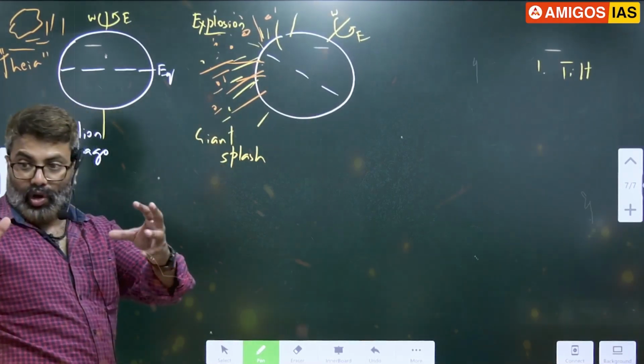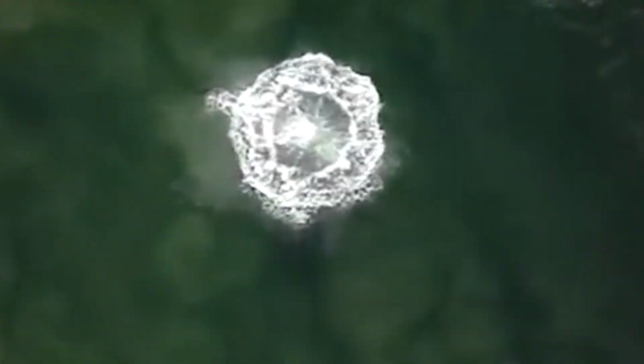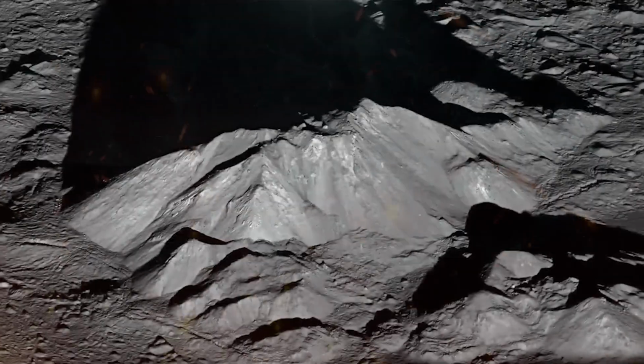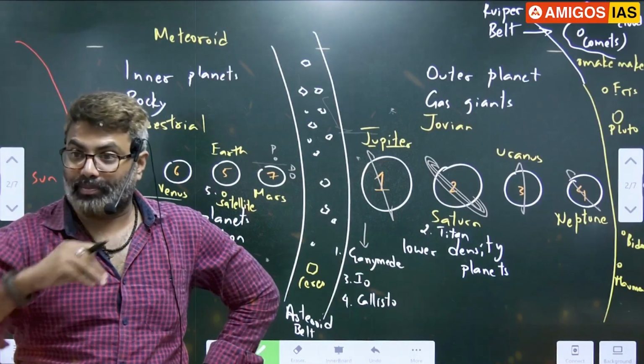Let's say when you take a rock and put it in water, what happens? Water splashes, just like that. How the moon was formed. Some comets come close to the sun.